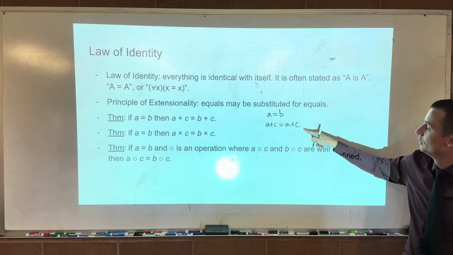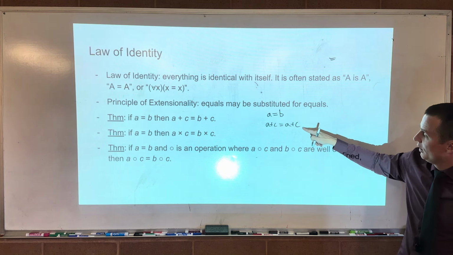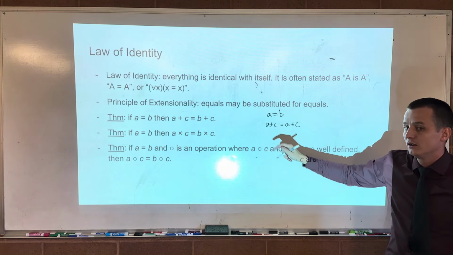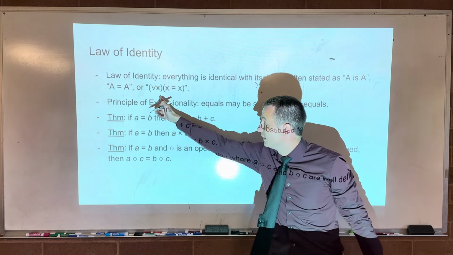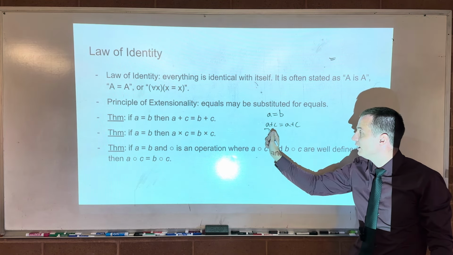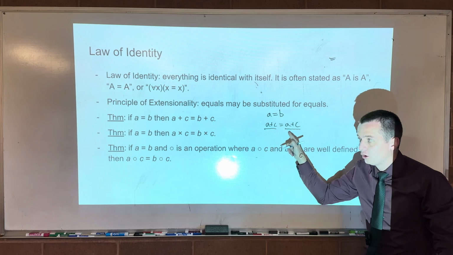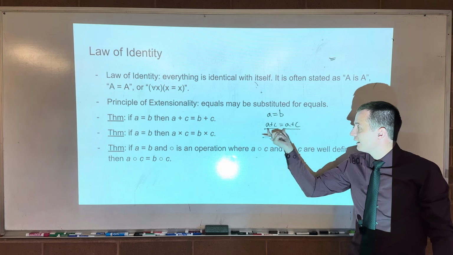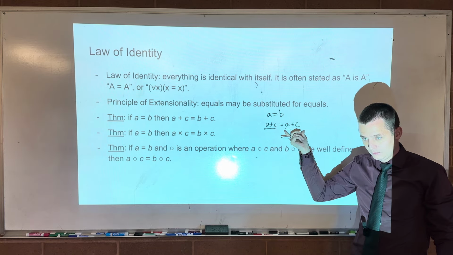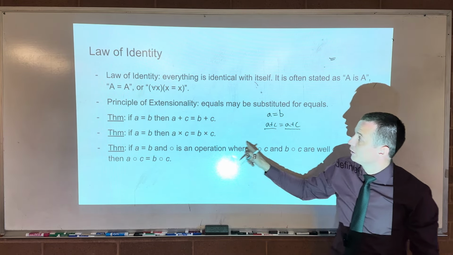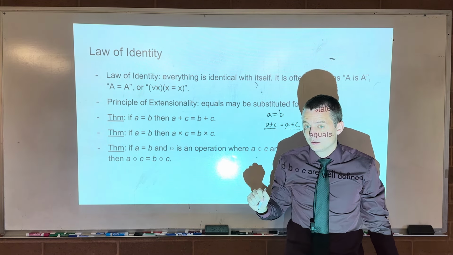Because A is equal to A, and C is equal to C, because they're the same variable. Because of the law of identity. Look, I have some symbols over here equals some symbols over here. Those symbols are identical. Everything is identical with itself. So I know that this is true from the first law of identity.